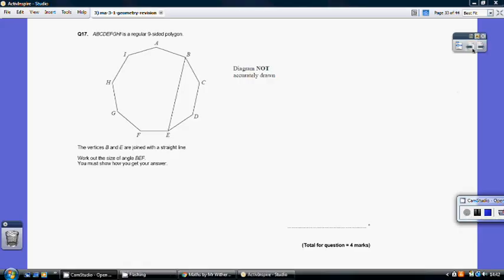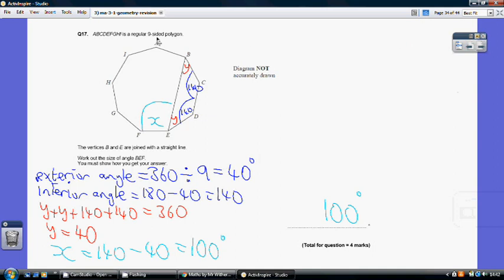Question 17. This is a regular 9-sided polygon. Exterior angles always add up to 360. So each of the exterior angles, given its 9-sided shape, must be 360 divided by 9, which is 40. And if the exterior angle is 40, the interior angle must be 180 take away 40, which is 140. So all of these interior angles are going to be 140, including the one here and here.